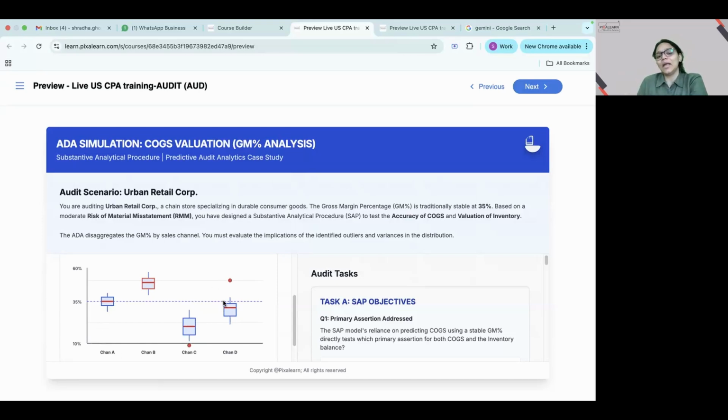But channel D is near to 35%. That's a good thing. But can you see here, the data is spread across. Channel C is again more or less consistent, but channel C is showing me something very strange. So channel B, C, and D, I'm going to drill down further.